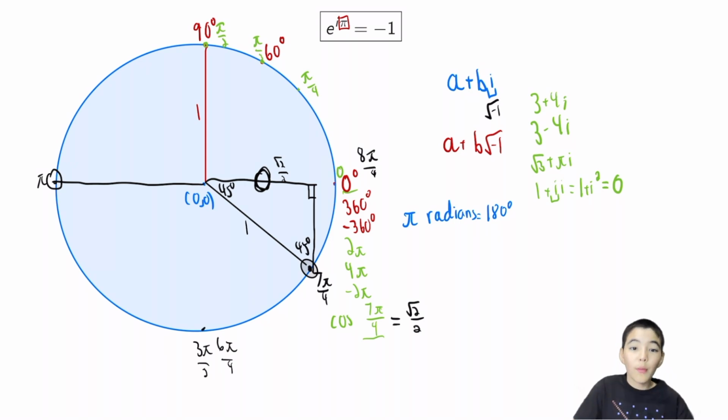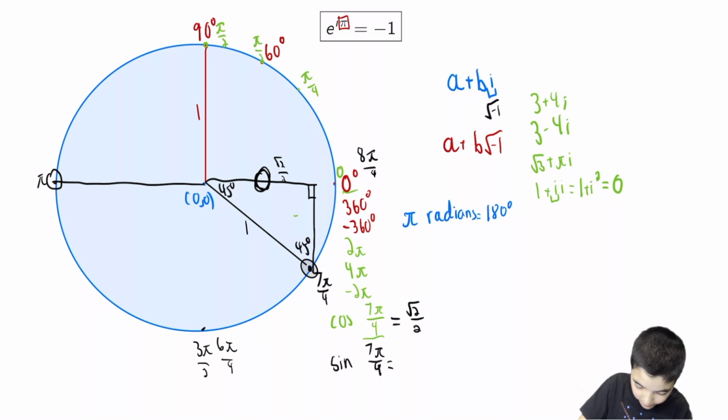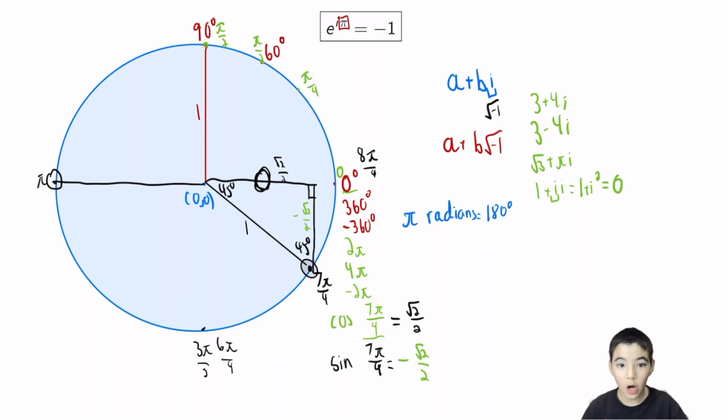So that's cosine. But what about the sine? The sine is the y-coordinate. So the sine of 7 pi over 4 is going to be equal to the y-coordinate, which is just -√2/2. Because this point 7 pi over 4 on the unit circle has coordinates √2/2, comma, -√2/2. But the sine of pi, for example, would be 0 because it's 0 coordinates above the x-axis. In other words, its y-coordinate is 0.